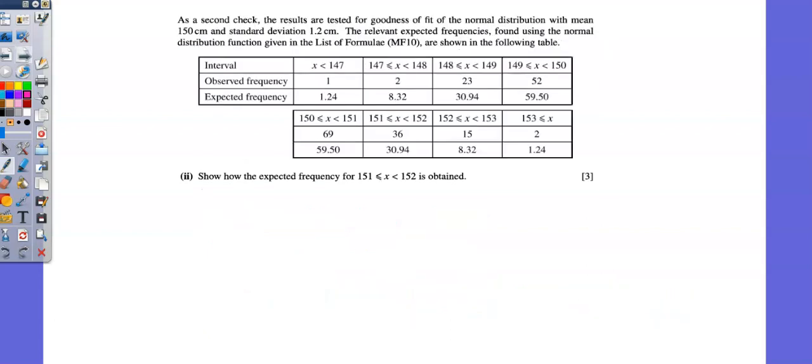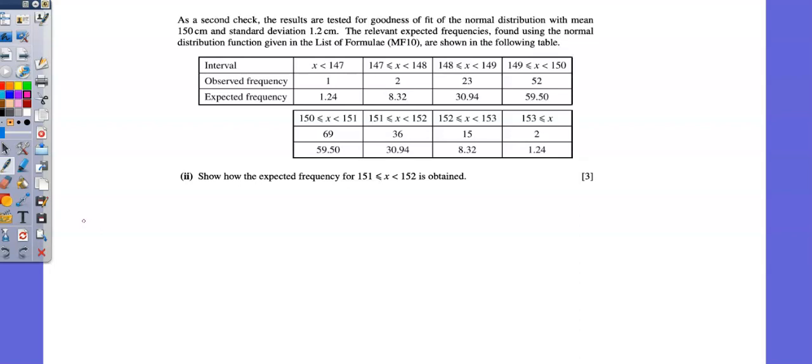Continuing to requirement 2: as a second check, the results are tested for goodness of fit of the normal distribution with mean 150 centimeters and standard deviation 1.2 centimeters. The relevant expected frequencies found using the normal distribution function are shown in the following table. Requirement 2: show how the expected frequency for 151 to 152 is obtained.